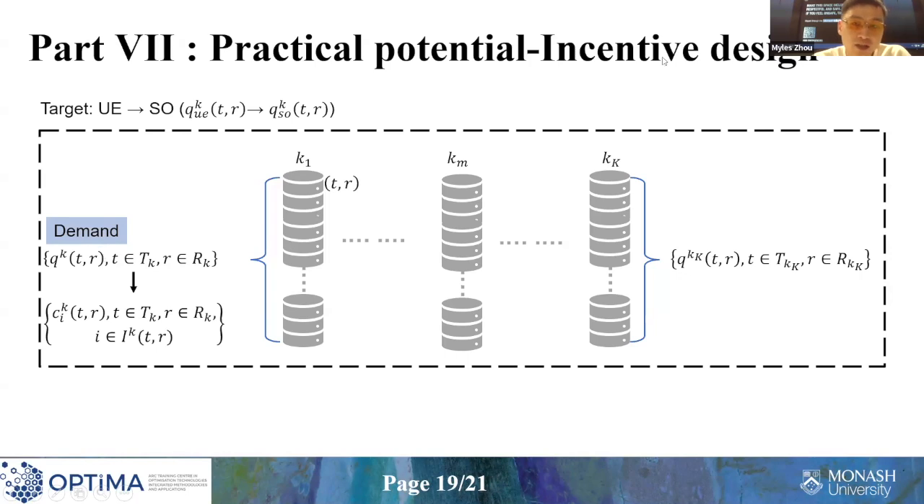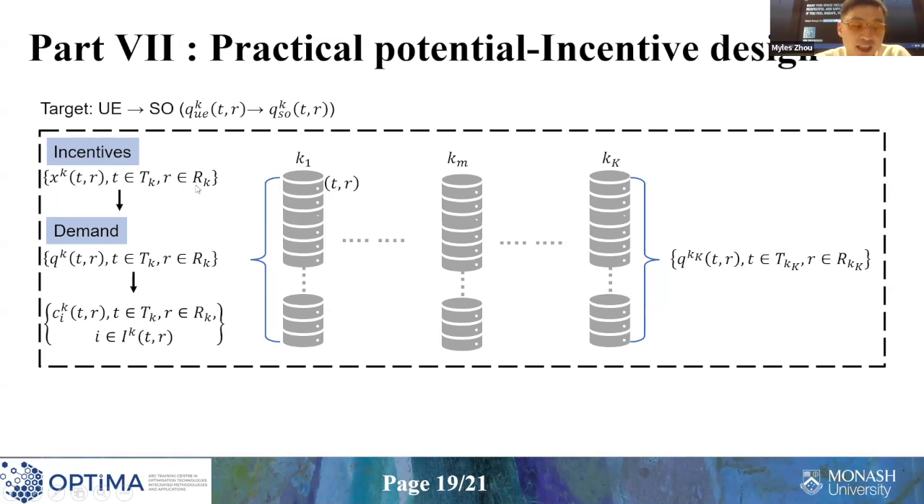What we can do is design incentives to control the demand. That means if we can control the demand from the user equilibrium demand distribution to the system optimal distribution, then we can further reduce the traffic congestion. So we design some incentives. That means for each KTR, the K OD pair T and R, we implement some incentive here.